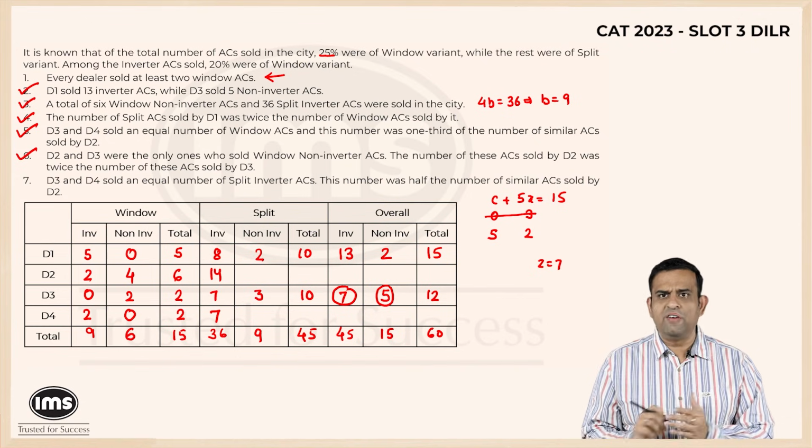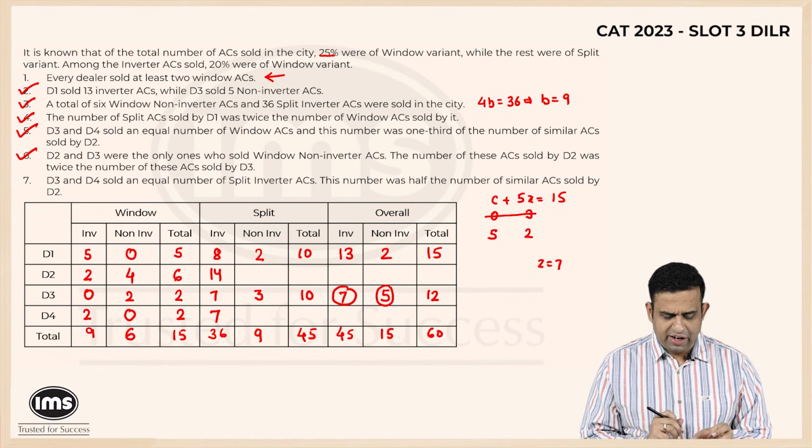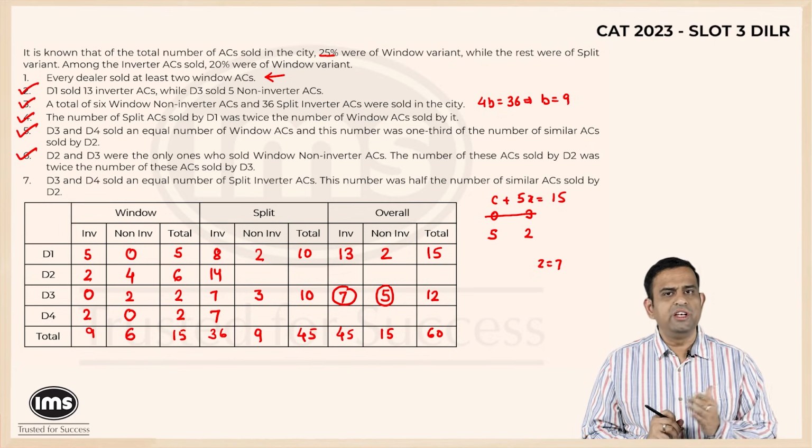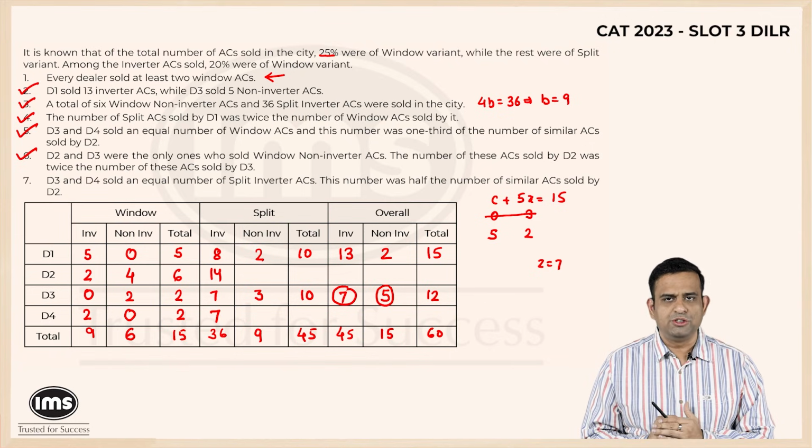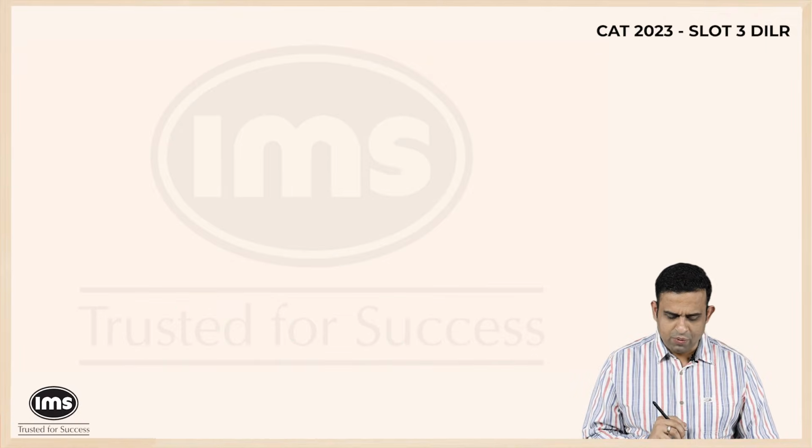So right now we don't have any further condition. That means we cannot find out the other numbers for D2 and D4, but we will be in a position to answer most of our questions. So let's look at question number 1 now.